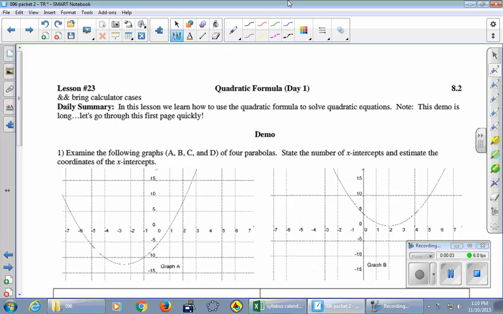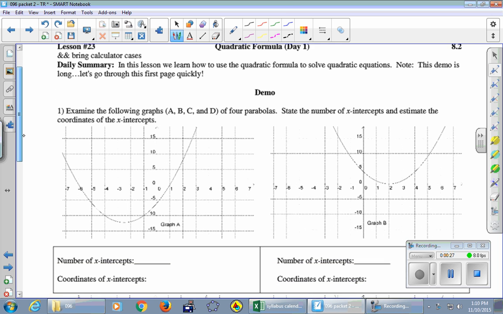Okay, so let's come back together for this demo. Lesson number 23, first day of something called the quadratic formula. Show of hands if you've seen the quadratic formula before. Looks like most of us. Raise your hand if you think you still have the quadratic formula memorized from some past math class. Maybe a little bit. Okay, in this lesson we learn how to use the quadratic formula to solve quadratic equations.